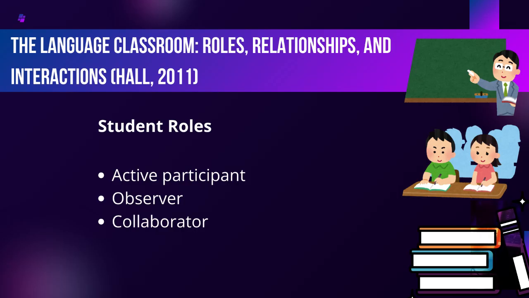Now, aside from teacher roles, we also have student roles. Students tend to actively participate in class. They're also the observer and the collaborator inside the class. They are considered active participants in a way that they are engaging in class activities and contributing to discussions. They are also observers because they are the ones who are watching and listening, especially in group works or when new concepts are introduced by the teacher. And lastly, they are collaborators because of course, they work with peers or even in groups to accomplish a task, and that way they practice their language use.